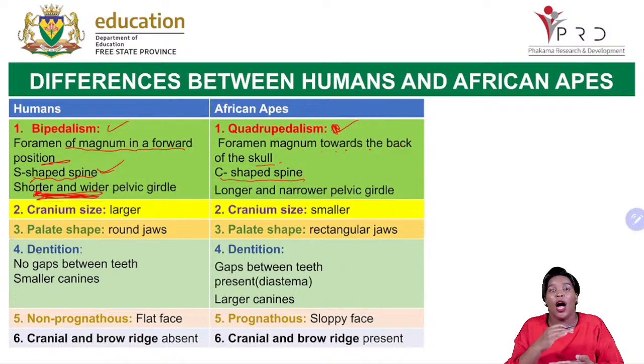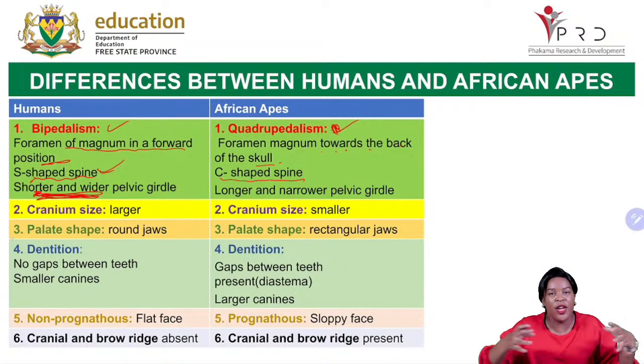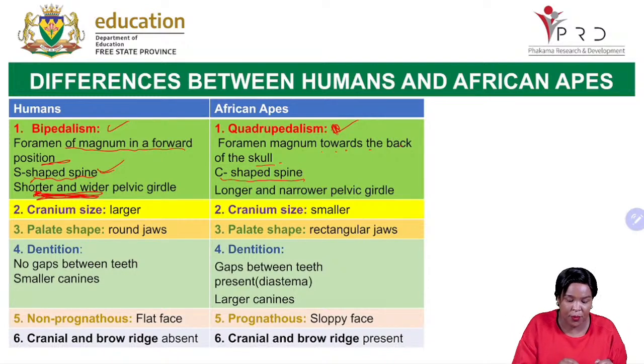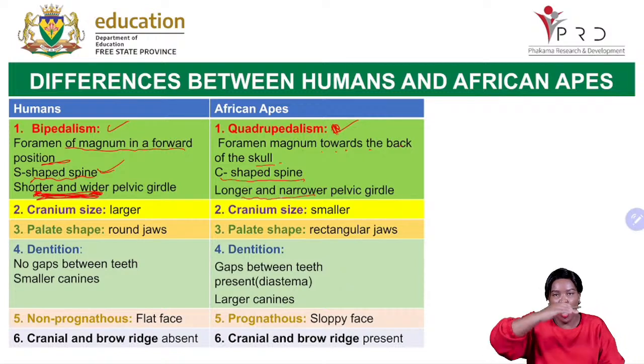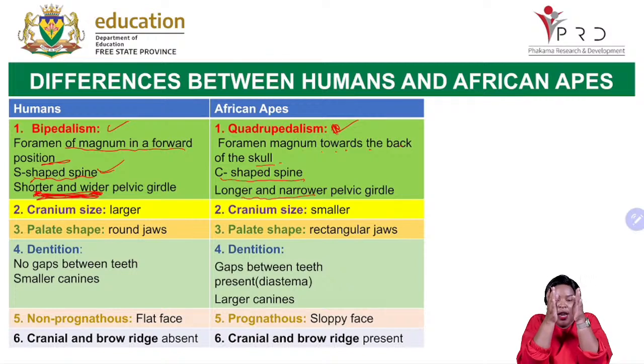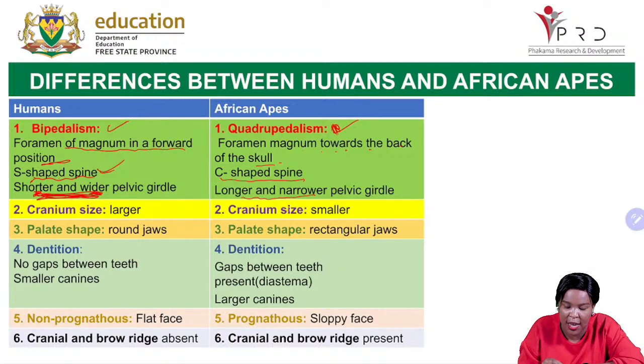Yes, because some of you are tempted to use the word small and maybe wider to say small and big. You see, now you're contradicting yourself. So use the correct terminology. The correct terminology to use there is short and wider. That is the pelvis of the humans. And then the pelvis of the African apes is long. The one that is long and narrow is the one of the African apes.